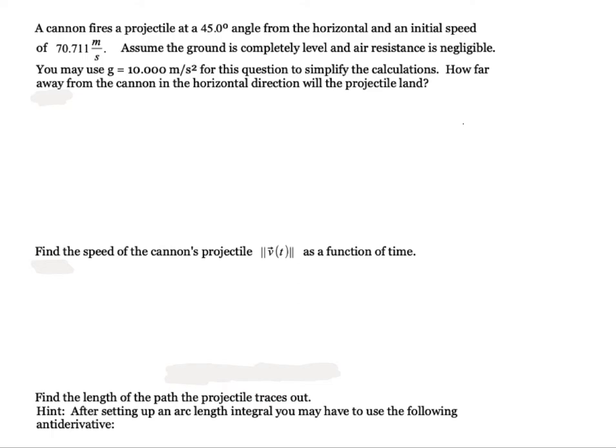A cannon fires a projectile at a 45-degree angle from the horizontal at an initial speed of about 70 meters per second. Assume the ground is level and air resistance is negligible. You can use g equals 10 meters per second squared for the question to simplify calculations. How far away from the cannon in the horizontal direction will the projectile land?